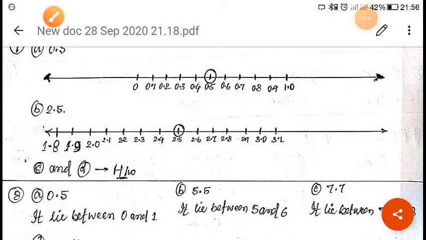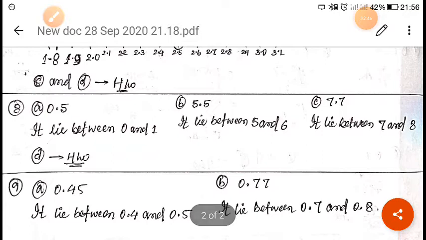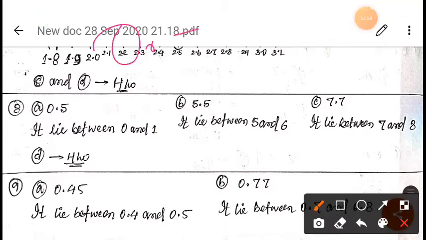Now next is a little bit interesting, which is between the two whole numbers. It is talking about the whole number. Between which two whole numbers on the number line do the following decimals lie? It is talking about 0.5. So 0.5 will lie between which numbers? It will lie between 0 and 1, right?